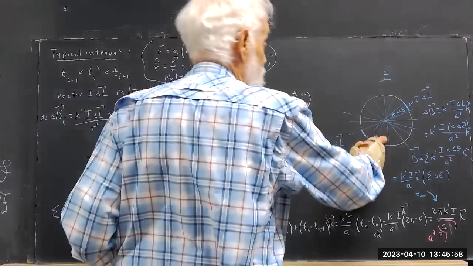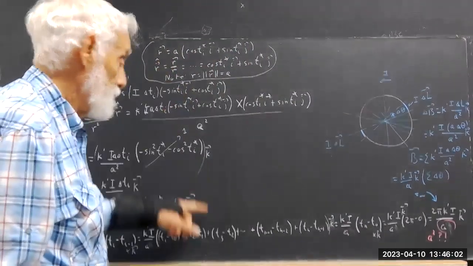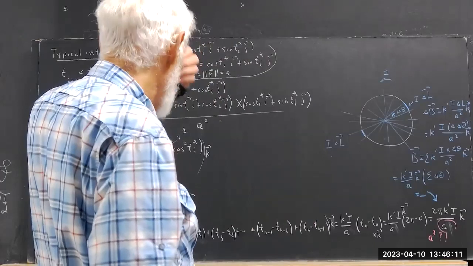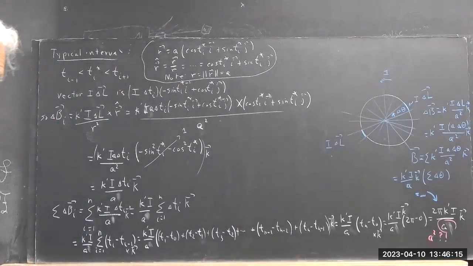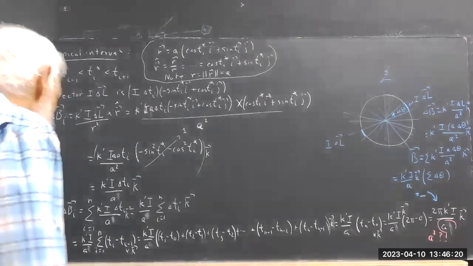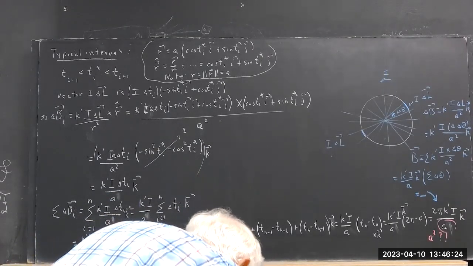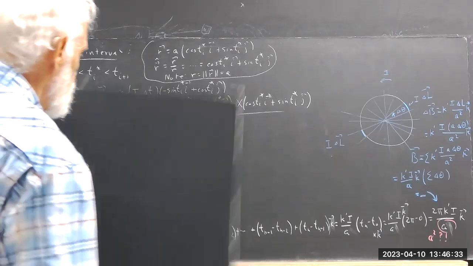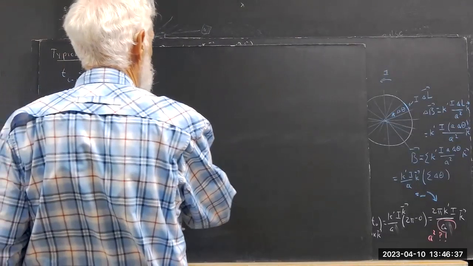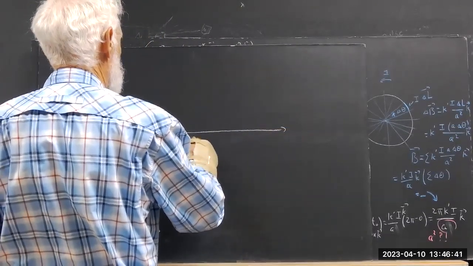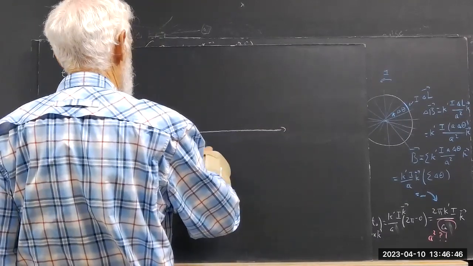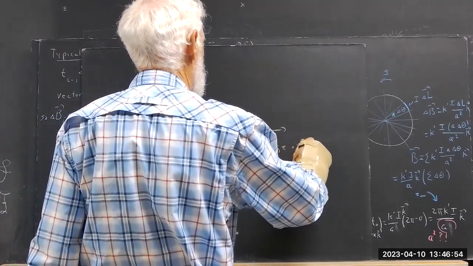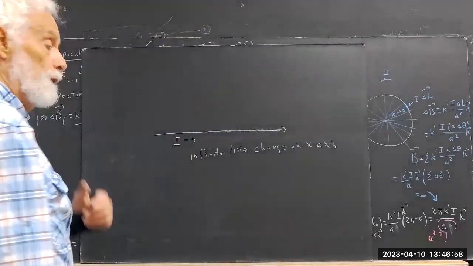I was originally just going to do this. Now, I want to quickly dispose of the field of an infinite line. Infinite line charge on the x-axis, okay?